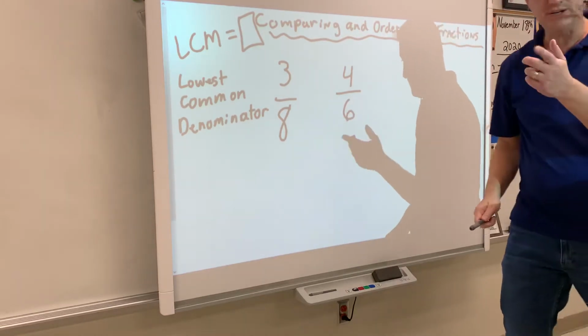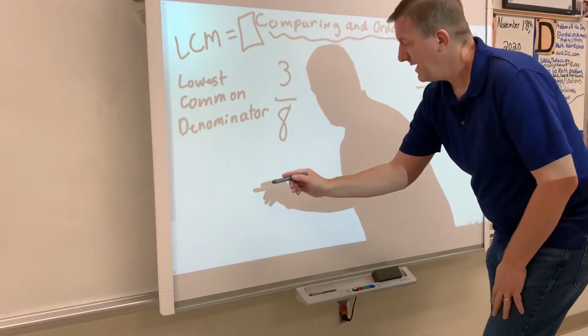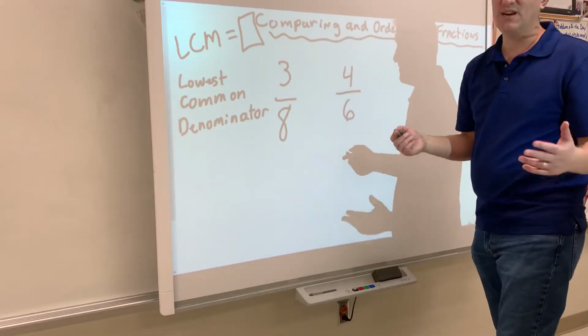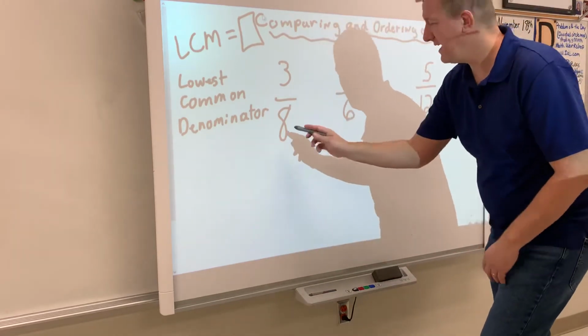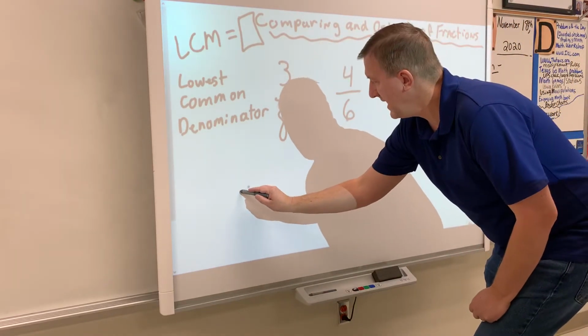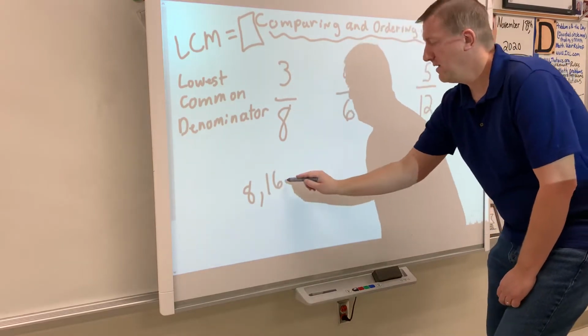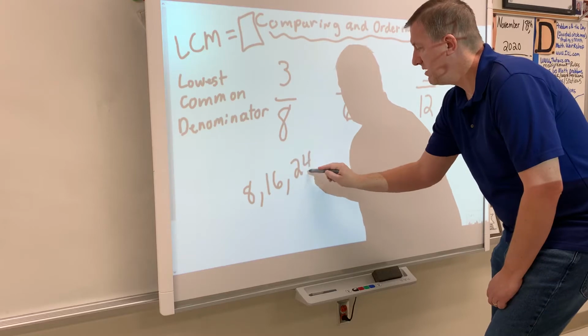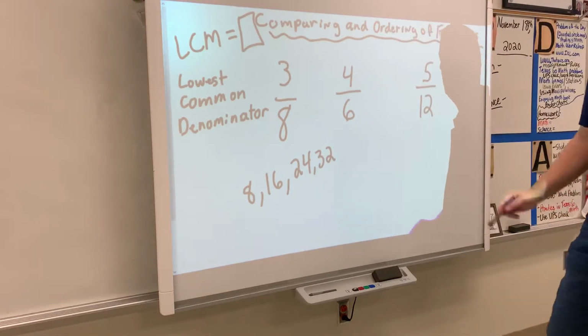What you do first is you skip count. So you go over to 8 and you skip count. I usually say go up to about 20 or 25. So I'm gonna go 8, 16, 24, and 32. I'm gonna stop right there at about 32.